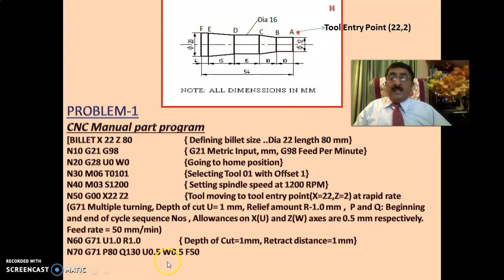U.5, W.5 is the allowance left on X and Z. As I've said, allowance left on X will be 0.5, allowance left on Z also will be 0.5. If it is 12, it will be 13 after rough turning, and during finishing it will become 12. In that way you are getting a better finish. Between block numbers 80 and 130 is the program, U.5 means allowance on X is 0.5, W.5 means allowance on Z is 0.5, and feed is 50 mm per minute.